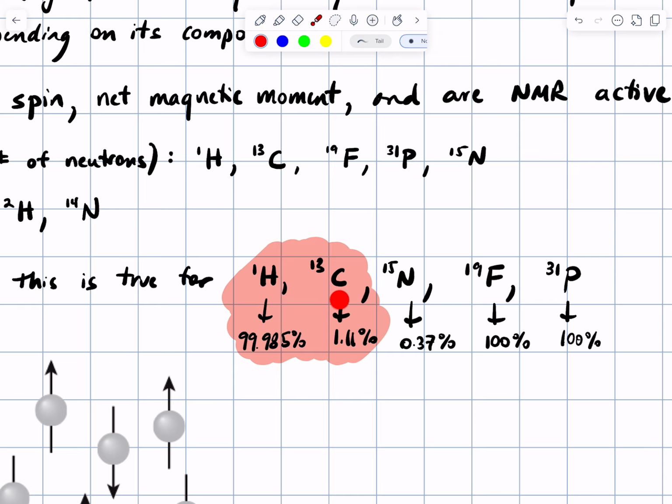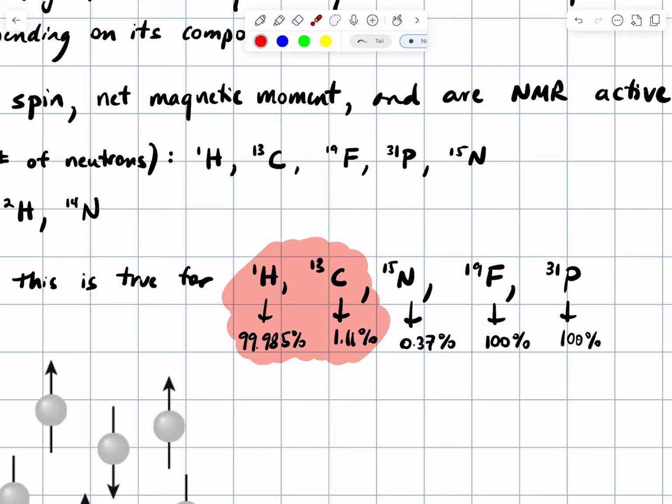And then carbon, the other one that's most important: carbon-12, the most common isotope, is spin 0, but carbon-13 is spin 1/2. And carbon-13 has a much lower abundance than hydrogen. Carbon-13 has an abundance of about 1%, but that's enough to see in most samples.